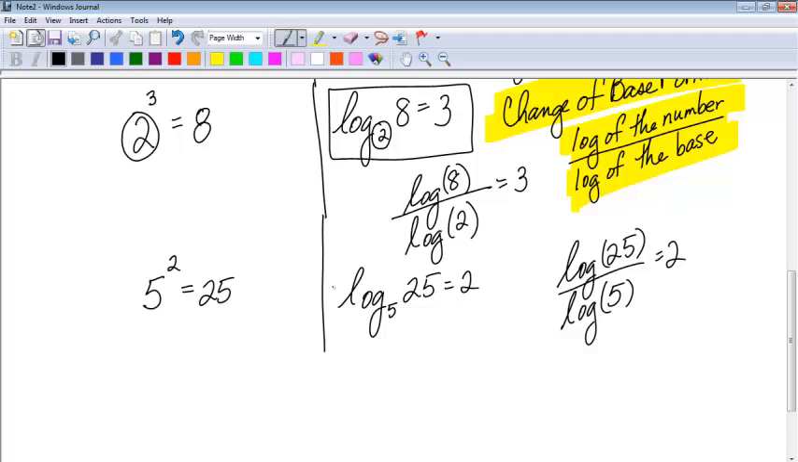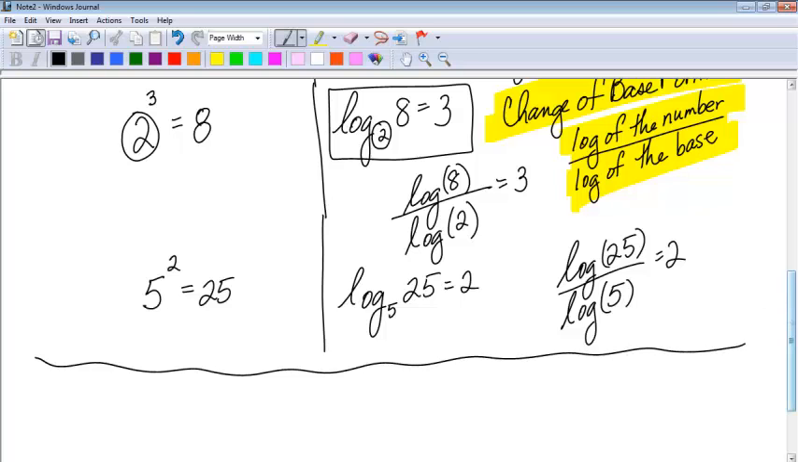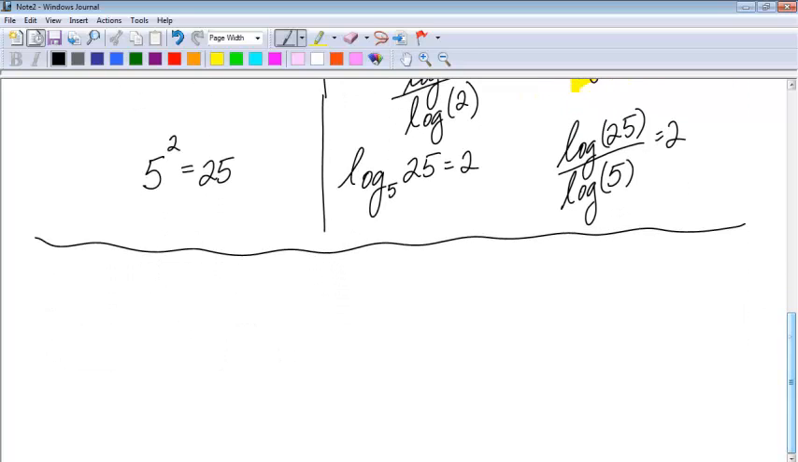Now I want to go through the laws of logarithms. To be able to work a lot of these problems, you have to know the 3 laws of logarithms. The laws of logarithms parallel the laws of exponents. So let's go back to the laws of exponents, and let's parallel that with the laws of logarithms.